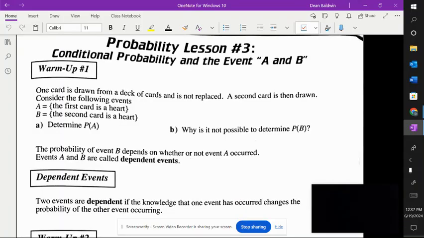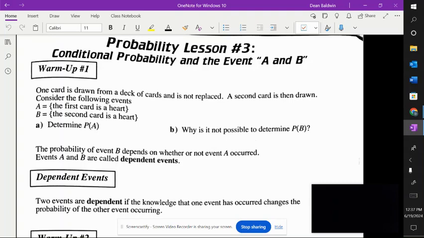Conditional probability and the events A and B. All right, so we draw a card from a deck, and we do not replace it. And then we draw a second card. First, A is the first card is a heart. B, the second card is a heart.